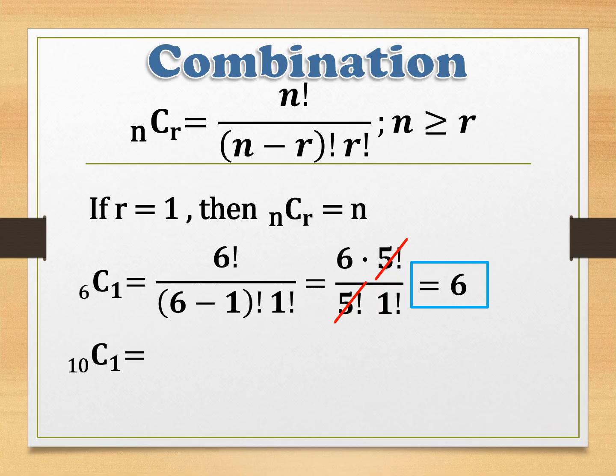Another example. So here the value of n is 10. The value of r is 1. By applying the statement, if r is equal to 1, then the combination of n objects taken r at a time is equal to n. So here, the answer is 10. The number of combinations of 10 objects taken 1 at a time is equal to 10.